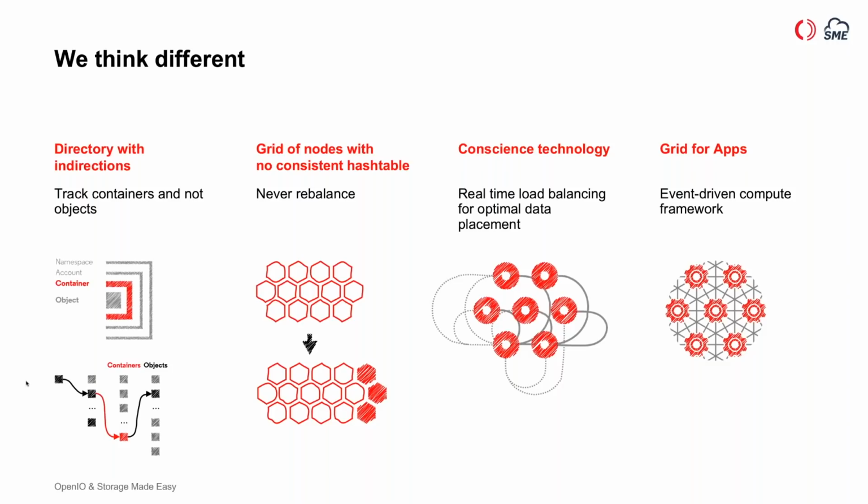First of all, our object store is not based on a traditional hashing table mechanism, but on a different kind of distributed hashing mechanism, which is based on a set of directories. It allows us to be much more flexible in the configuration of the cluster, and in fact we don't usually refer to our cluster as a ring, as many other object stores do, but as a grid.